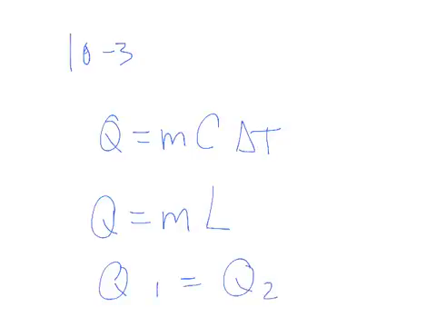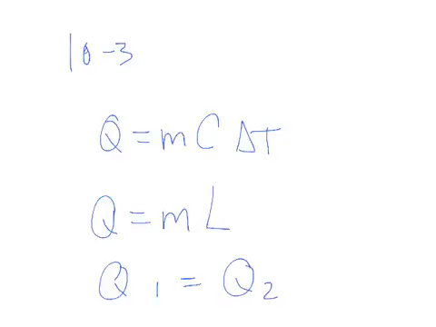Okay, the first one is used when you increase the temperature of a substance but do not go through a phase change. The second one is used when you go through a phase change. The third one is just our conservation of energy that tells us that we can set two things equal and find the specific heat of an unknown substance. That was calorimetry.